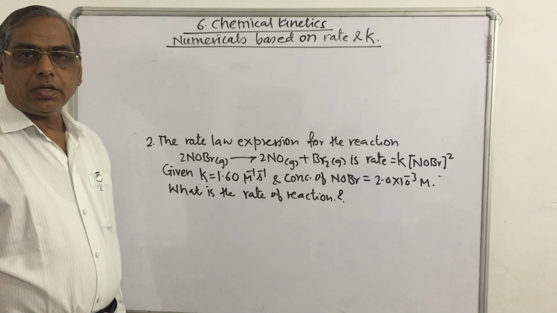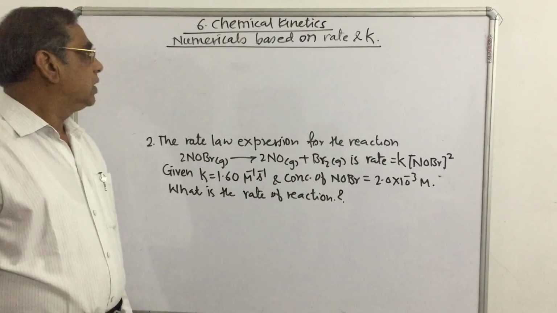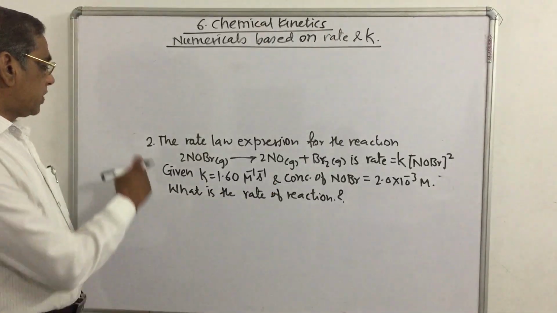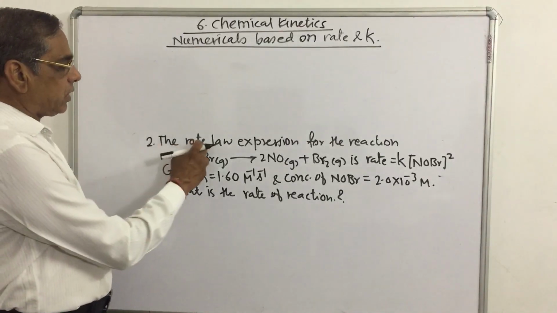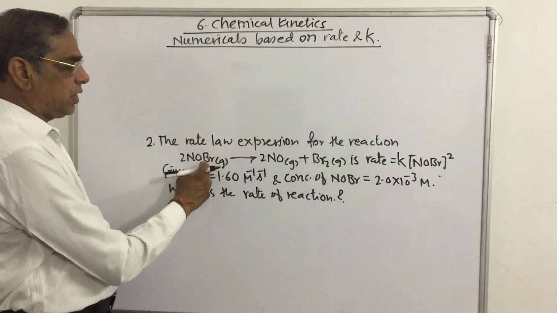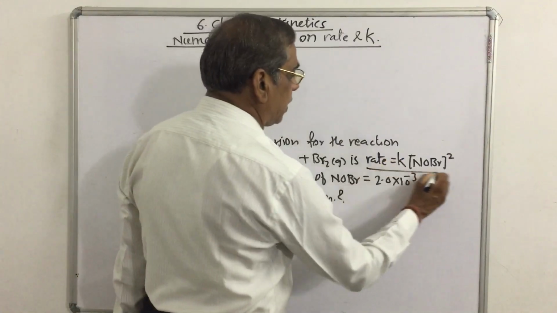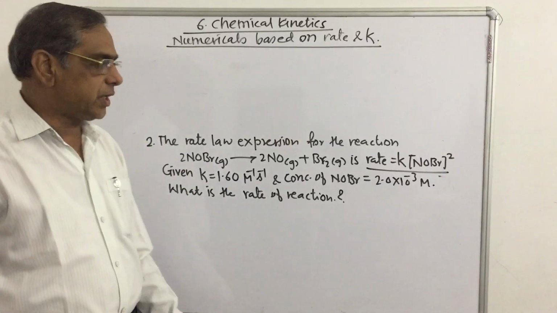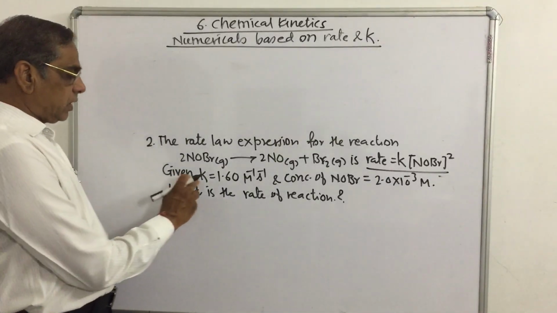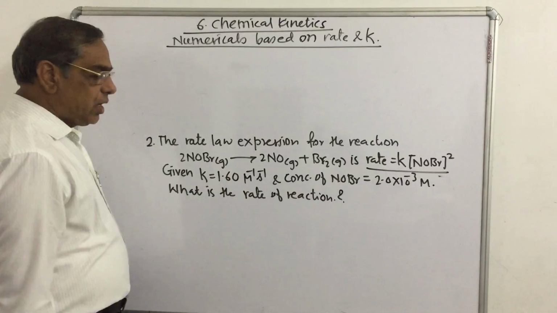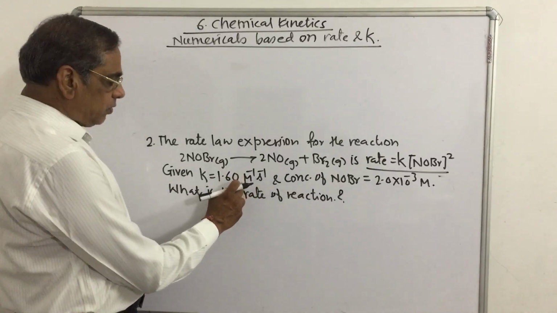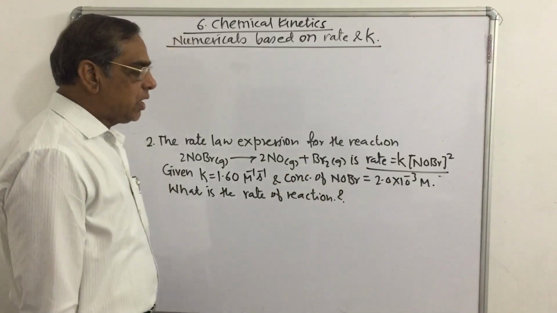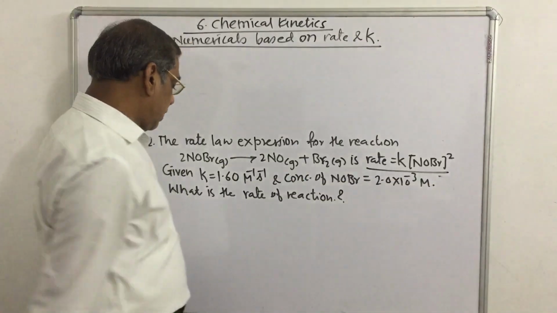Hello students, in this lecture we want to study again the numericals based on the rate and the rate constant k. Now consider the second problem. The rate law expression for the given reaction is rate equal to k into concentration of NOBr raised to the power 2. Here the given value of k is 1.6 molar inverse second inverse, and the concentration of NOBr is 2 into 10 raised to the power minus 3 molar.